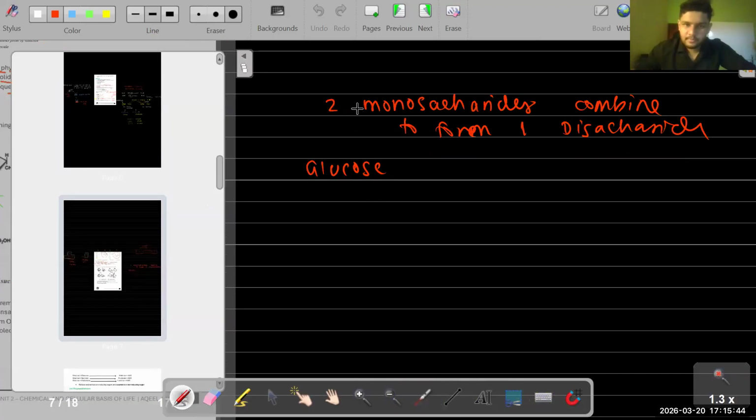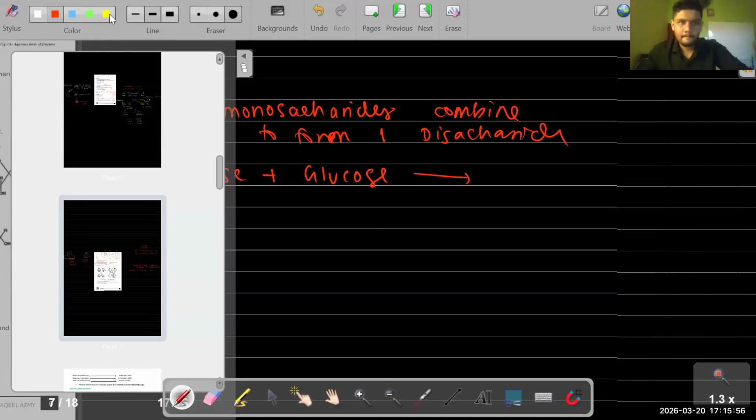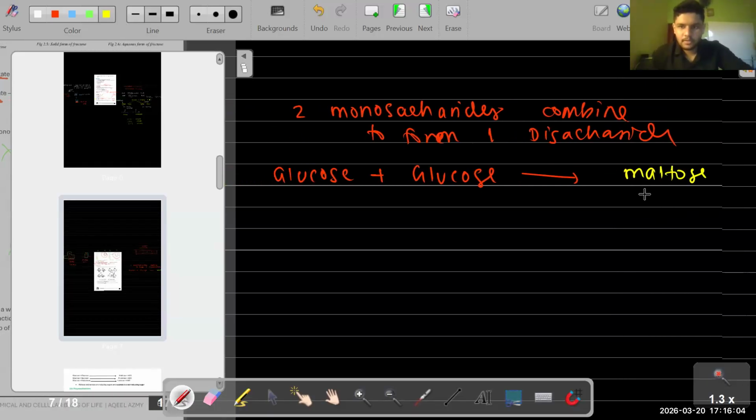Okay, so here, back to the disaccharide topic. Glucose plus another glucose: two glucoses reacting will produce a type of sugar called maltose. Is this the first time you're coming across maltose? Have you heard about maltose before? You have heard about glucose, right? In O levels, it is also a type of sugar.